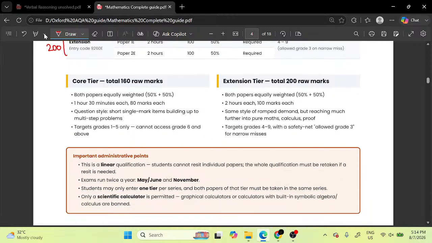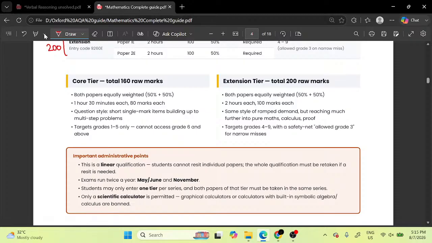If we see the core tier, I just told you that the total marks are 160. Both papers are equally weighted, 50-50%. Time is 1 hour 30 minutes for each component. Paper 1 is 1 hour 30 minutes and paper 2 is also 1 hour 30 minutes for the core students, and both of them are of 80 marks.